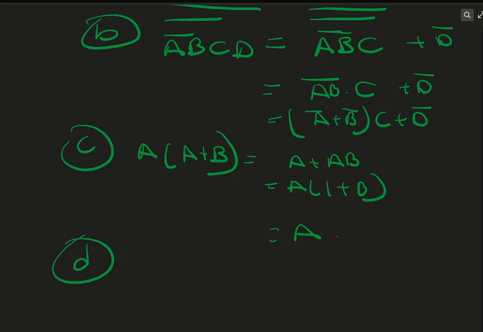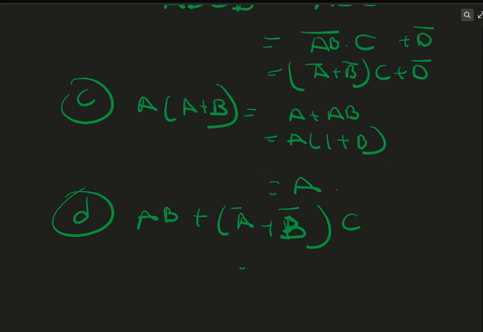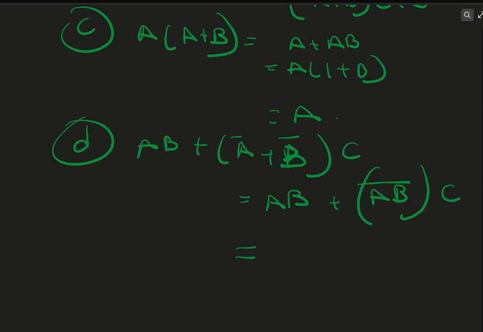Let's go for number D. AB plus A prime plus B prime into C equals AB plus, using De Morgan's second theorem, we just get A prime B into C. So use another law, which is A plus A prime B equals A plus B. So we get AB plus C. So we get this.